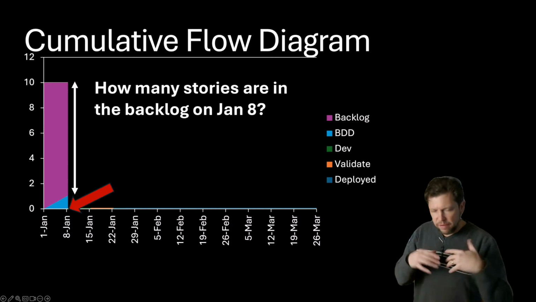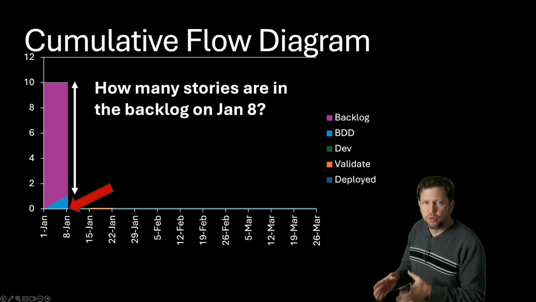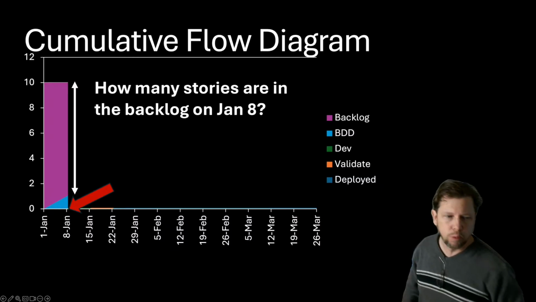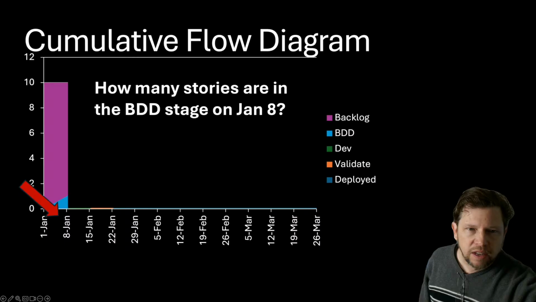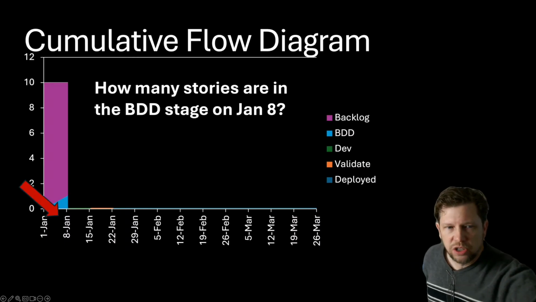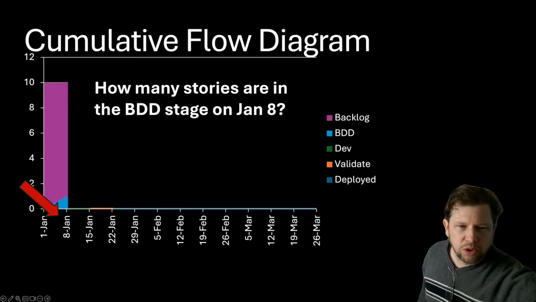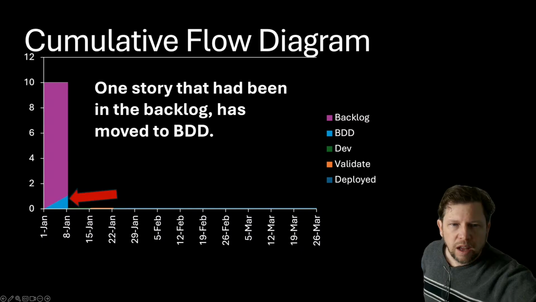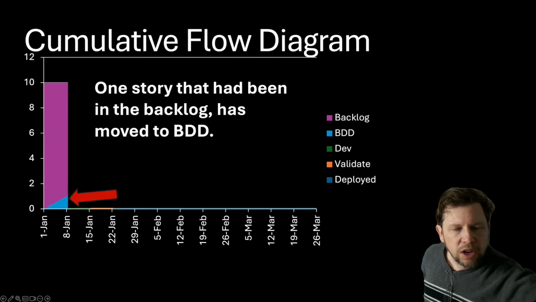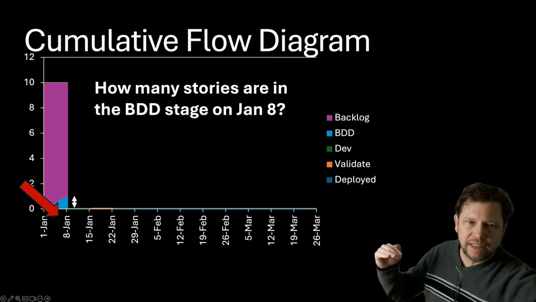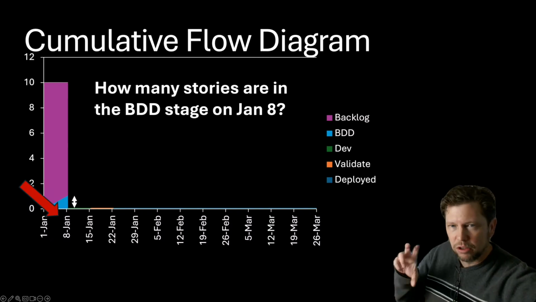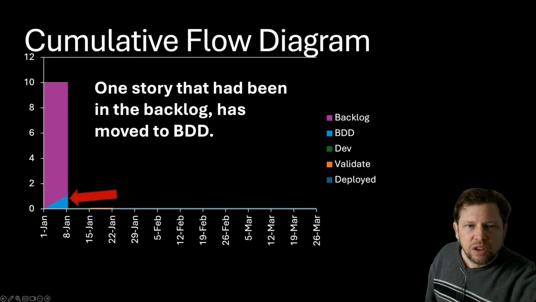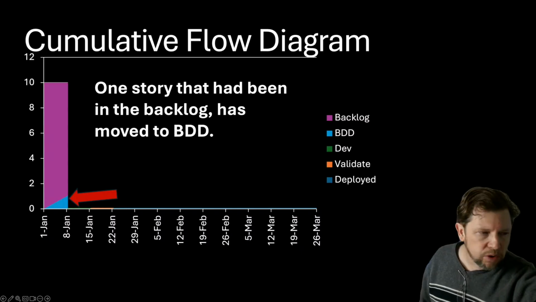I know that if you've worked with these before, this may seem rather pedantic, but I want to go through it because if anybody doesn't understand what these things represent, it will become important when we start looking for bottlenecks in a minute. Okay, so how many stories are in the BDD stage on January 8th? Well, we're right between 0 and 2, so we've got 2 stories in the BDD stage. So we're measuring the height there. How high it is is how many stories are in that particular stage, represented by the color at that particular point in time. So one of the stories that was in the backlog has now moved to the BDD stage.